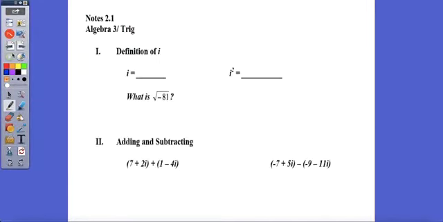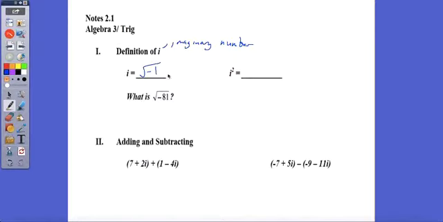All right, starting out. Definition of i. i is called an imaginary number. And the reason why it's called imaginary is because it comes from the square root of negative numbers. Negative numbers can't have square roots, which is why we call them imaginary. So a number times itself cannot be negative, which is why we came up with this number for i. So i represents imaginary numbers.